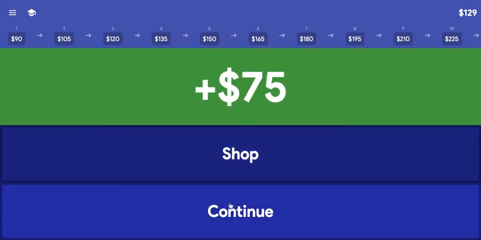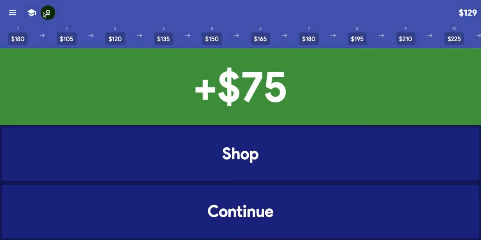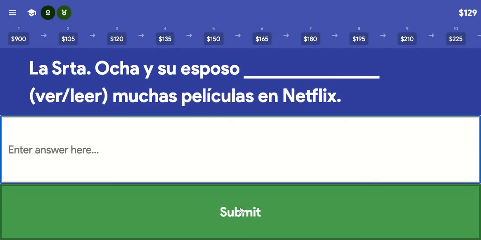All right, now I think what I want to do is go ahead and use my mega and mini bonus. So I'm going to use both of these together because they're going to allow me to earn the most possible money per question. So, la señorita Ochoa y su esposo, Mrs. Ochoa and her husband. And that says ver or leer muchas películas en Netflix. Well, my guess is, since it says Netflix, it probably has something to do with watching movies. And so the verb to watch is ver, not leer.